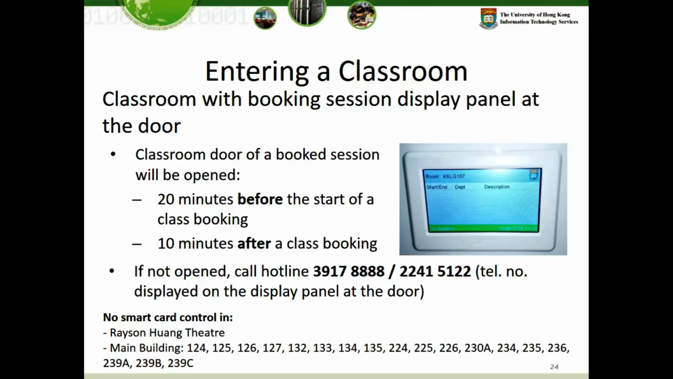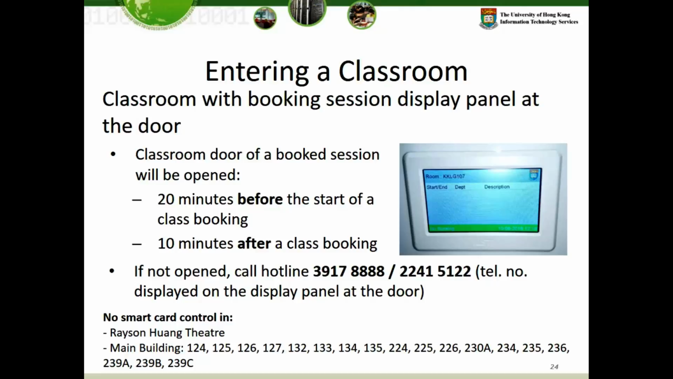And if the door is not opened when the time of your booking commences, you have to call our hotlines so that our colleagues will come and help you open the door. For all the classrooms in the main campus and Centennial campus, you don't have to use a smart card or your staff card to open the door. Just go inside the classroom when the class booking comes. Before this summer, some of the rooms still needed the staff card to access. But starting from this new semester, all the rooms are controlled by the intelligent booking system, so you don't have to use your staff card to access those classrooms.